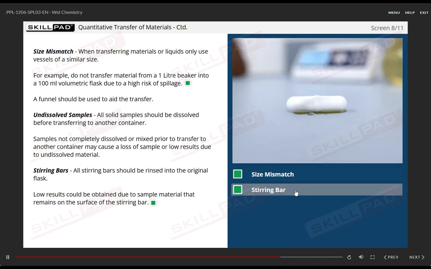Stirring bars. All stirring bars should be rinsed into the original flask. Low results could be obtained due to sample material that remains on the surface of the stirring bar.